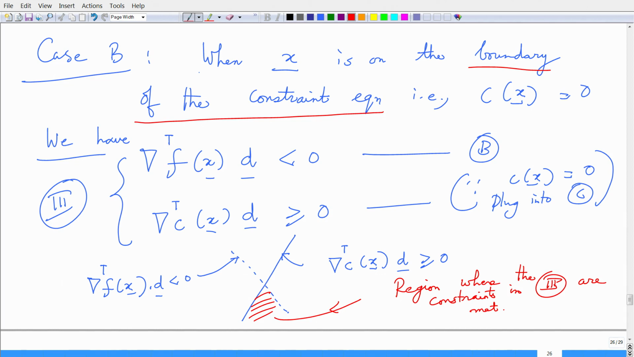So, we have two inequalities here. The first is straightforward, del f transpose D is less than 0, that is coming from equation B that we have carried forward. The second, if you recall, C of x plus del C transpose D is greater than or equal to 0, that is the condition that I had. But since it is on the boundary Cx equal to 0 because of the boundary situation. So, therefore, that C of x is 0, I will end up with del C transposed D is greater than or equal to 0.